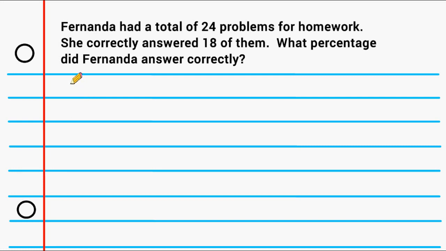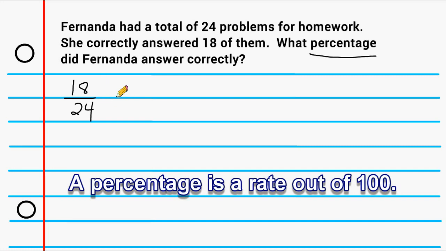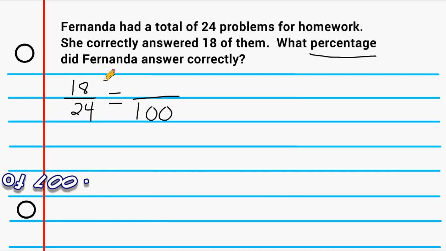Well, the problem states that Fernanda correctly answered 18 out of 24 problems. But remember, a percentage is a rate that's out of 100, and the rate that we're given is out of 24. So what we have to do is see what this is equal to out of 100. Now, one thing that I like to do first is to see if the given fraction can be simplified first, because sometimes the simplified version of the given fraction is easily converted into a rate out of 100. So let's go off to the side here and reduce 18 over 24.